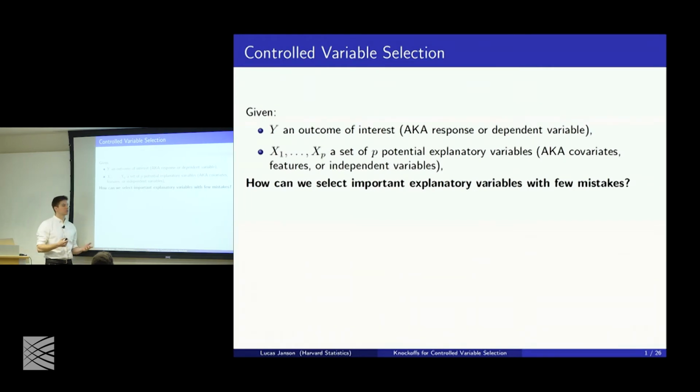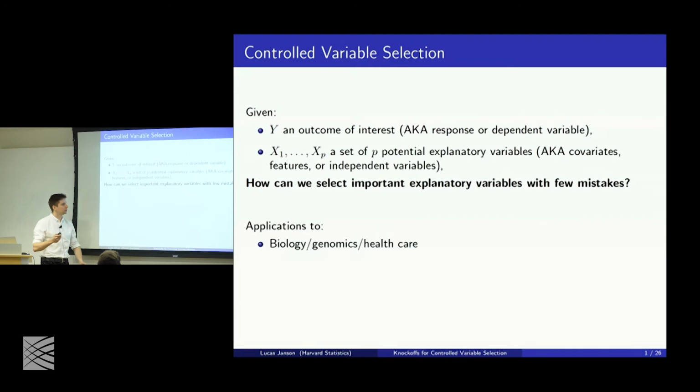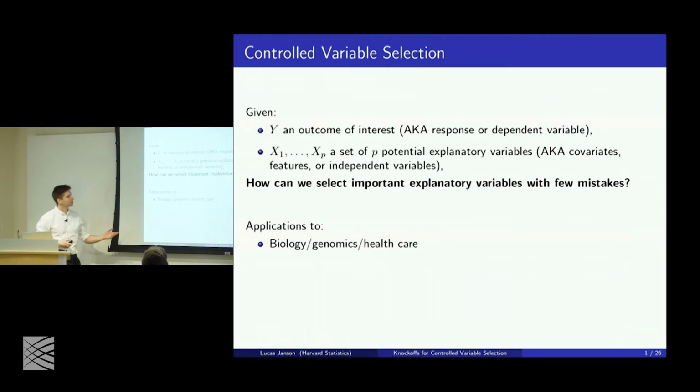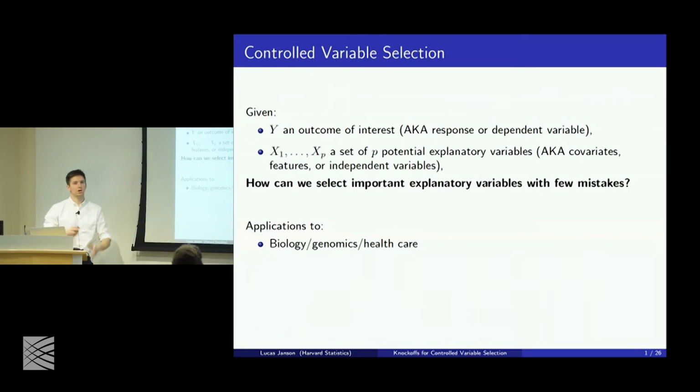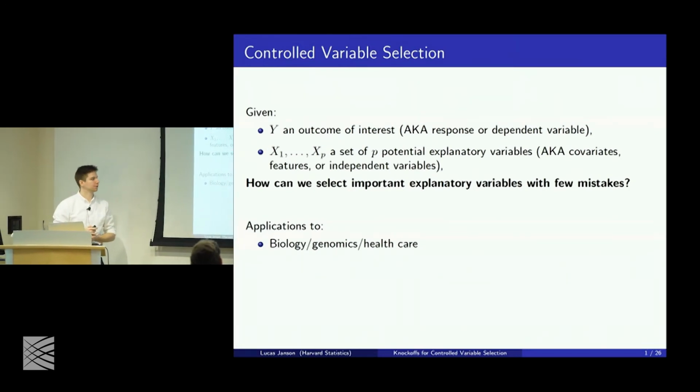And the question we're asking is how can we select a subset of those variables that are important and not make too many mistakes? That's the high-level question. Hopefully I don't have to convince you that this has lots of applications in biology, genomics, healthcare. Hopefully there are some that you know about that I have never even heard about, and I would love to hear about them.